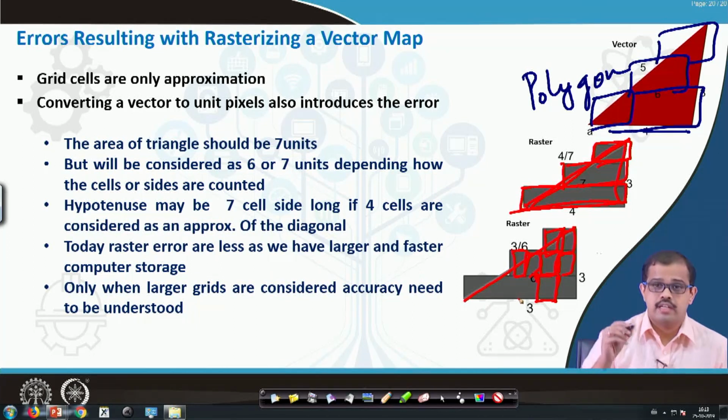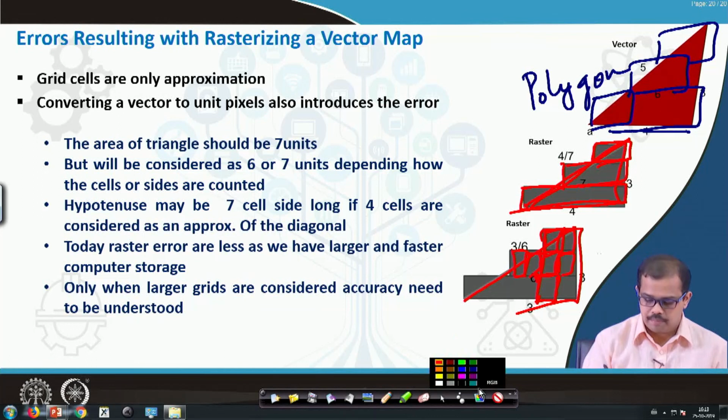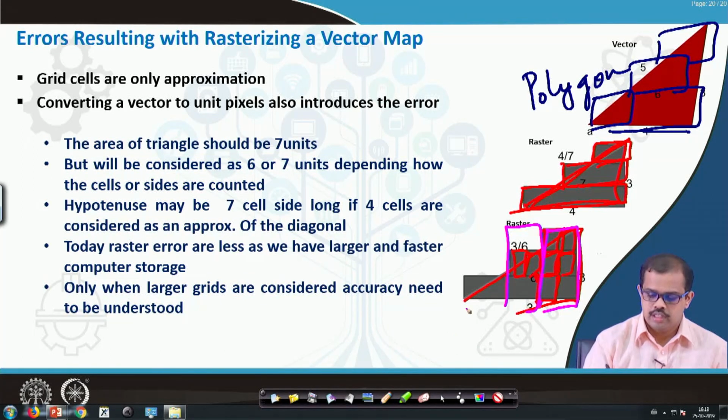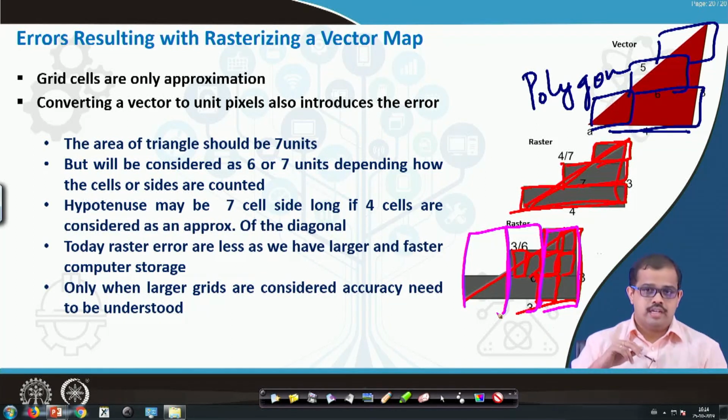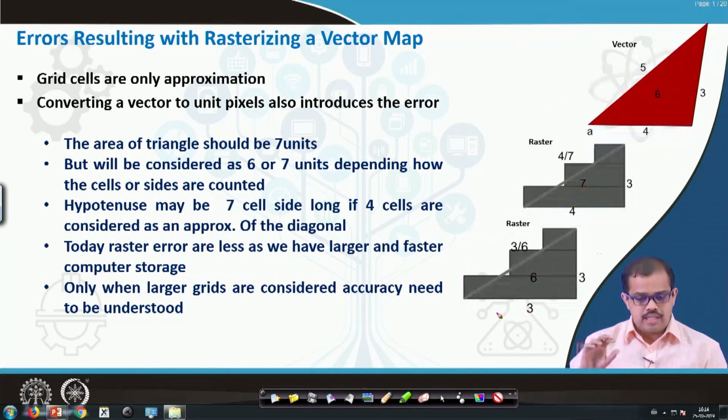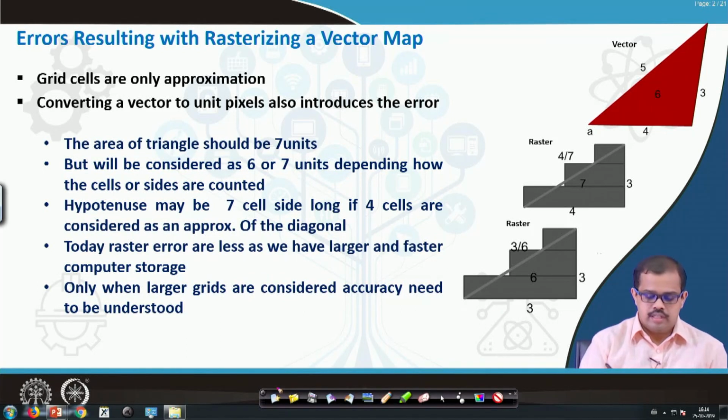Okay. But if the grid is something like this, I will represent it in a different color. If the grid is something like this, then this representation may create an issue. Such errors also have to be handled when you are converting vector data into raster data. This is one of those errors which creeps in when you are doing analysis that has both vector and raster formats, basically when you are converting this into raster data.